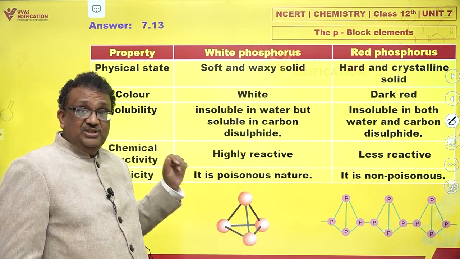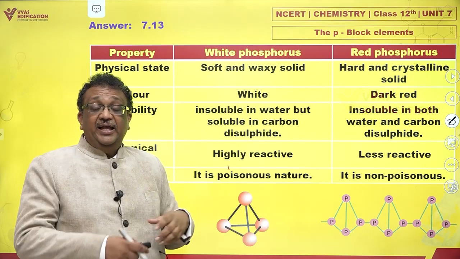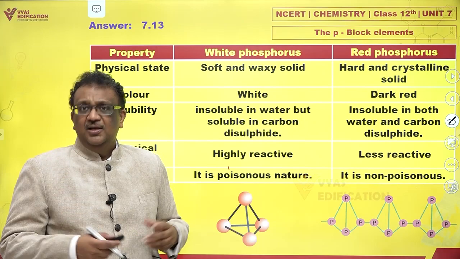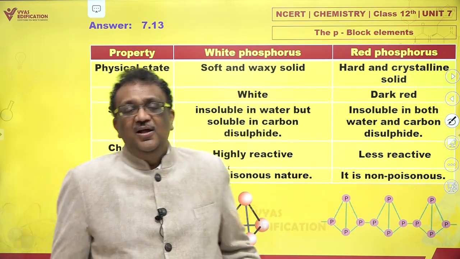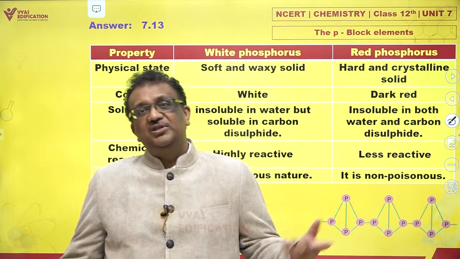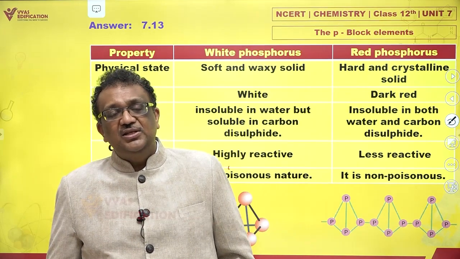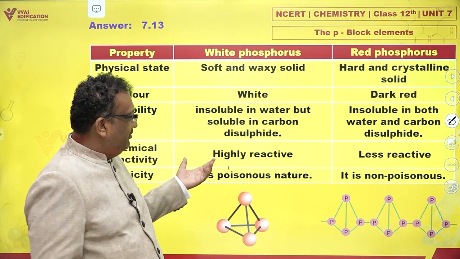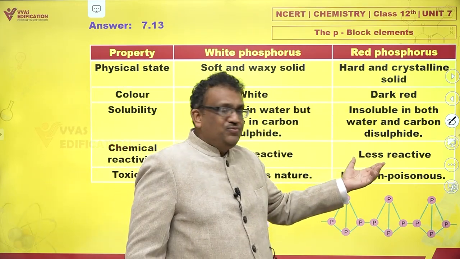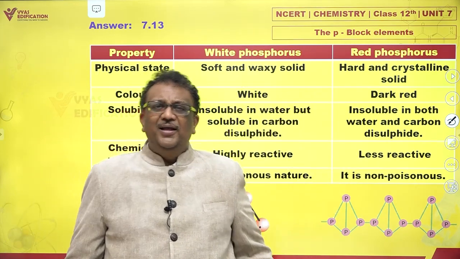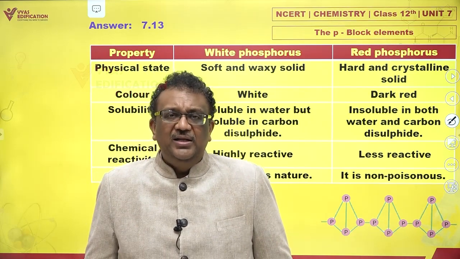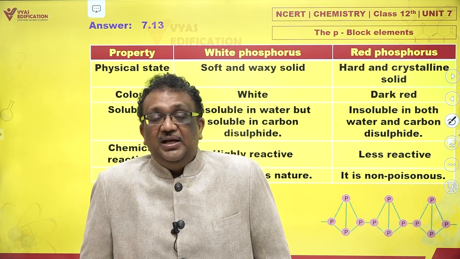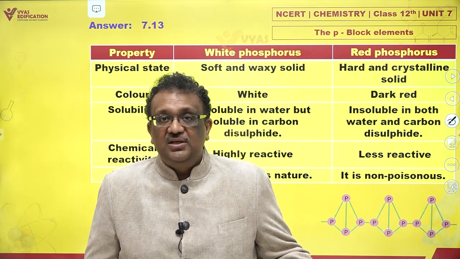Because it is less stable, white phosphorus is highly reactive. It catches fire in air at even 35 degrees Celsius. Now we are in Kota, Rajasthan, where in summers the room temperature itself is around 45-46 degrees Celsius. So white phosphorus will simply burst into flames in a place like Rajasthan. Red phosphorus takes around 200 degrees Celsius to burn. So you have to heat it to burn. It won't ignite on its own on Earth's surface very easily.